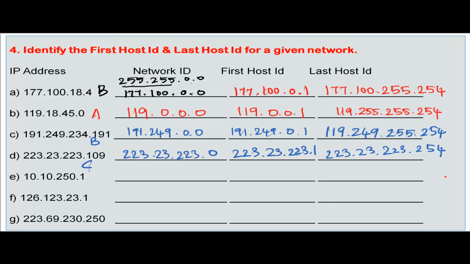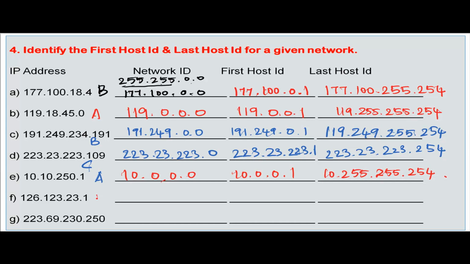Now 10.10.250.1. So this is a class A IP address. For a class A IP address, 255.0.0.0 is the subnet mask. So the first octet is going to be the network. So 10 is going to be the network part. The remaining things you have to make zeros. So this is your network ID. The first host ID is 10.0.0.1. The last host ID is 10.255.255.254. This is going to be your last host ID.